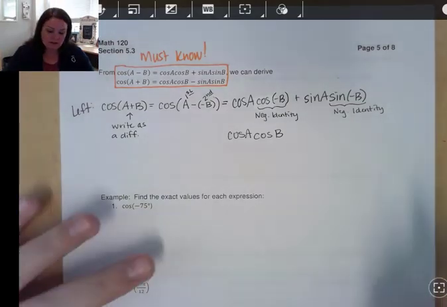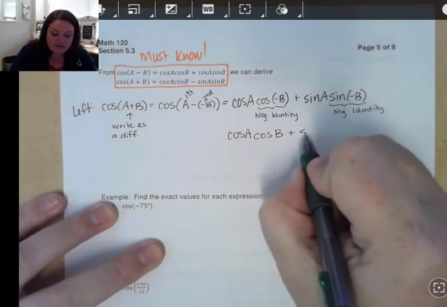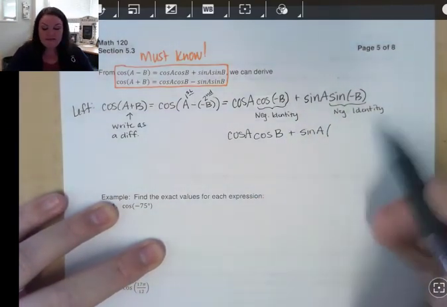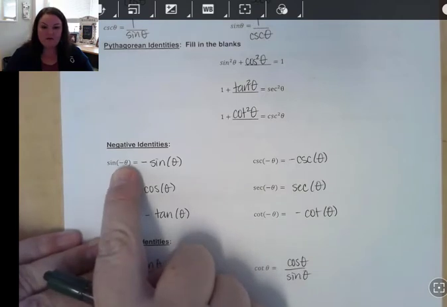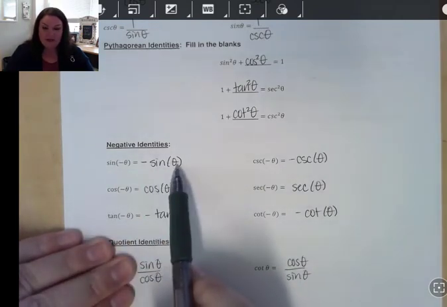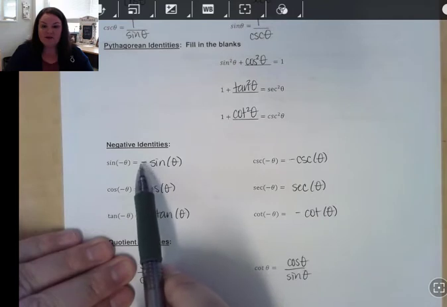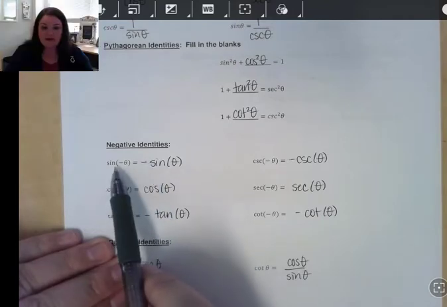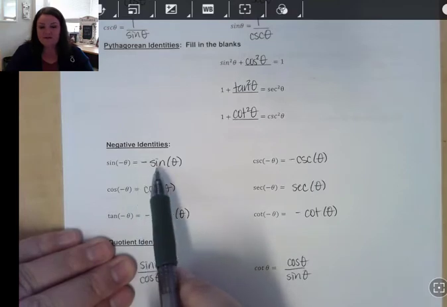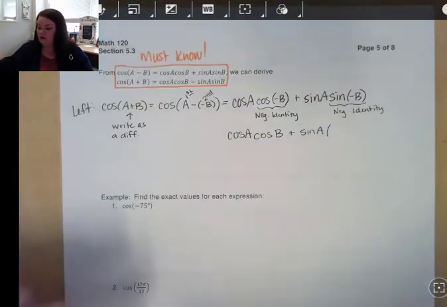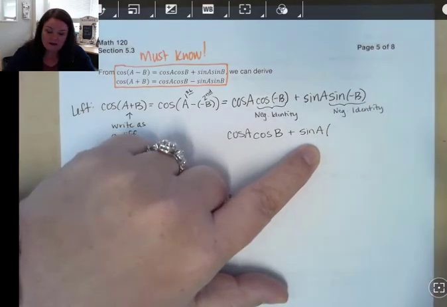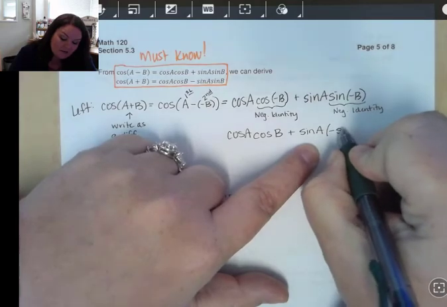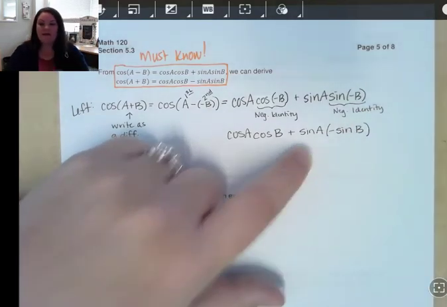Okay? Plus, over here I have sine A times, now sine of a negative angle, remember if we look back at our identities, when we have sine of a negative angle, we can still change it to sine of the positive angle, but it's going to change the value to a negative, right? So sine of a negative angle is equal to the negative sine value of that positive angle. So on this one, if I want to rewrite sine of negative angle B, that's going to be the same thing as negative sine of a positive B.